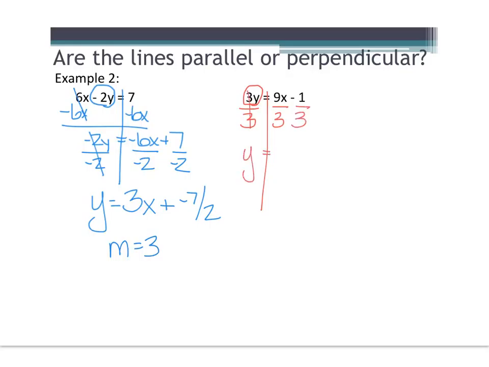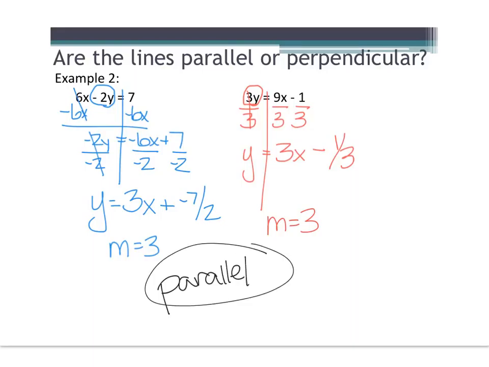So I end up with y equals 9 divided by 3, again gives me a nice number of 3x. I can't take 1 divided by 3, and always remember, you always take the top divided by the bottom. So I'm just going to leave that as a fraction of negative 1/3. Identifying my slope. In front of x, my slope is 3. And now let's compare the two. Are these two slopes the same? And are they exactly the same? Yep, they are. So because they're exactly the same, these two lines are parallel.